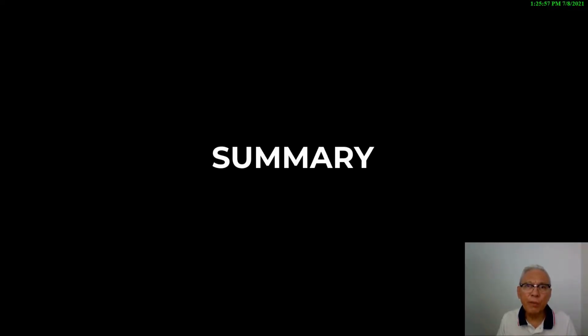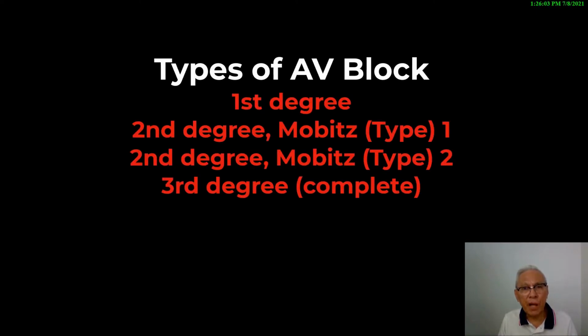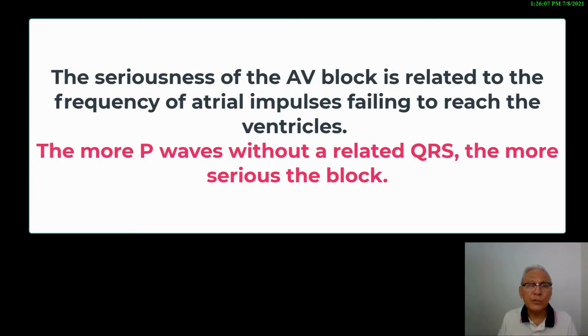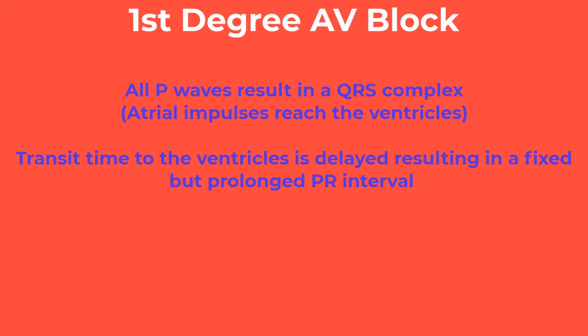In summary, AV blocks are of three kinds: first-degree AV block, second-degree AV block, and third-degree AV block. The degree of the seriousness of the block depends on how many P waves are going to be non-conducted to the ventricles. In a first-degree AV block, all P waves are conducted to the ventricles, causing a QRS. The only problem is, in first-degree AV block, there is a prolongation of the conduction time, so that the PR interval is going to be more than 0.20 seconds.